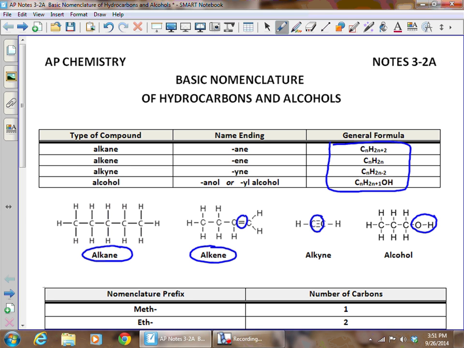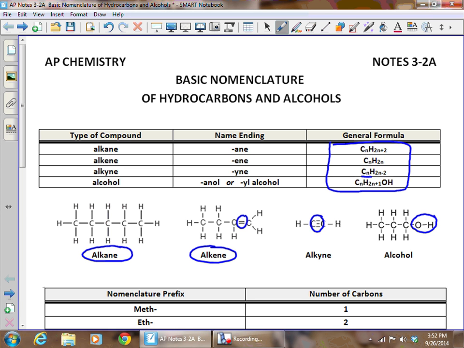For alkenes, if we know how many carbons there are, we simply multiply that by 2 to get the number of hydrogens. For alkynes, if we know that there are a certain number of carbons, we simply multiply that by 2 and subtract 2 to get the number of hydrogens. And finally, for alcohols, we have, for a certain number of carbons, a number of hydrogens equal to 2n plus 1, and then we simply attach OH to the end of that.